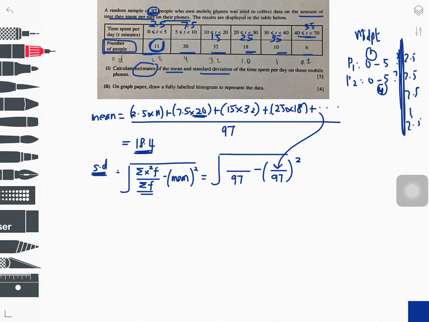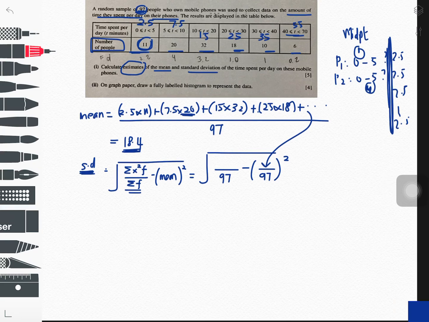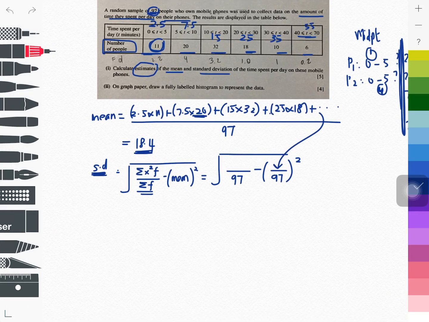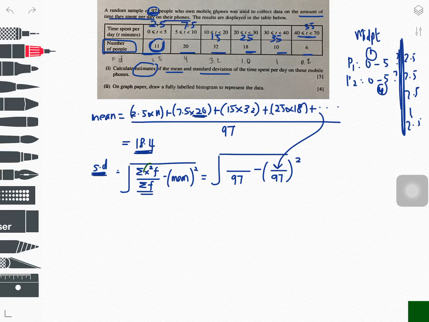Simple, frequency. How do I find this? How to find this one now? What is this? This is the midpoint. The f is the frequency. This is frequency. This is the x, middle point. All these are the midpoint. So you go and square that.